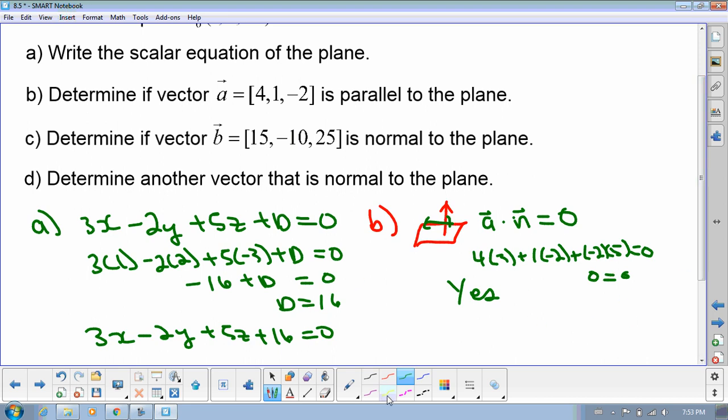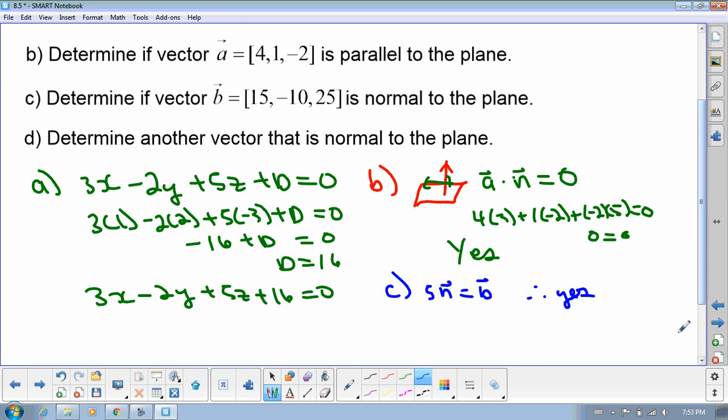Okay, now the next question, for C. Determine if vector B is a normal to the plane. So is B a multiple of our normal? If I look at it, 5 times the normal will give me B. So therefore, yes, it is, because they're scalar multiples of each other. It's just going to be a longer version of the exact same normal.